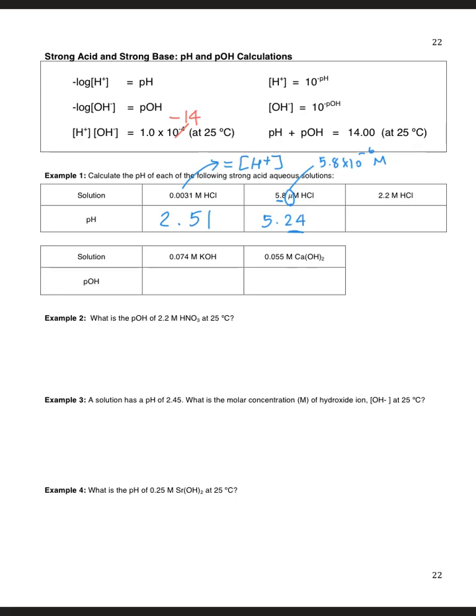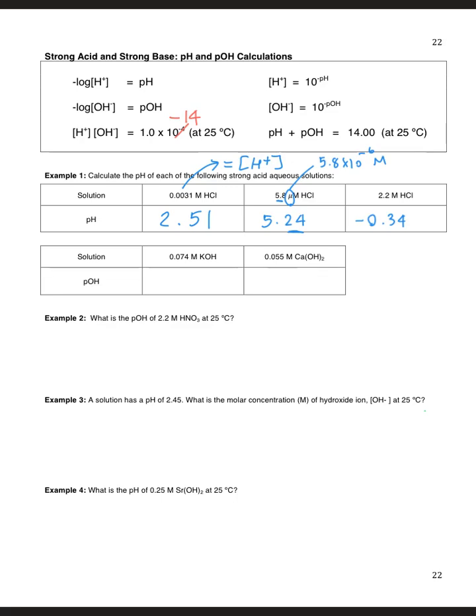Next, when you take the negative log of 2.2 molar hydrochloric acid, you are going to get negative 0.34. Can a pH be a negative value? The answer is yes, it can. If the concentration of strong acid is very high, you are going to end up with a very, very small value of the pH, indicating that this solution is very acidic.